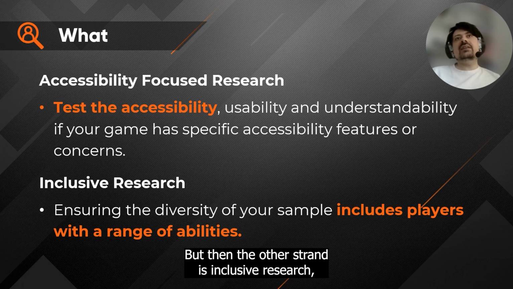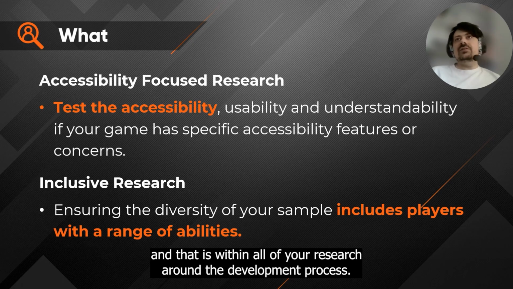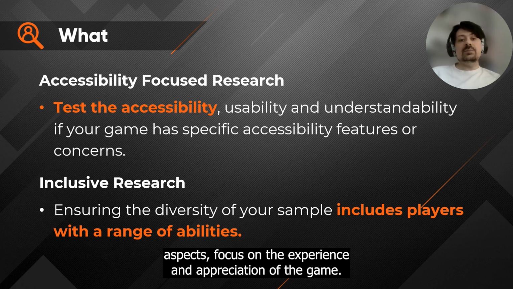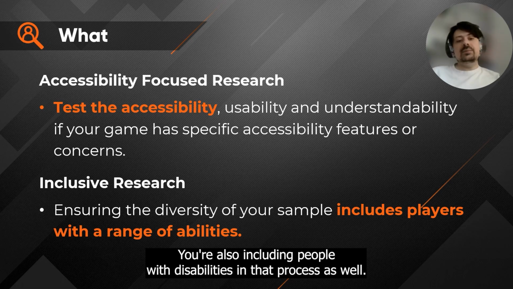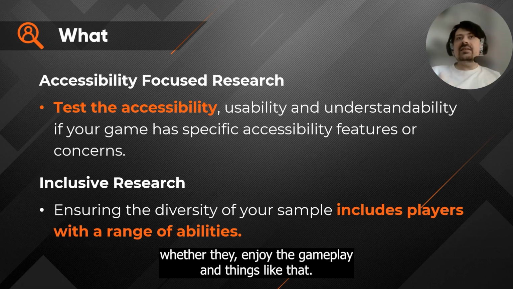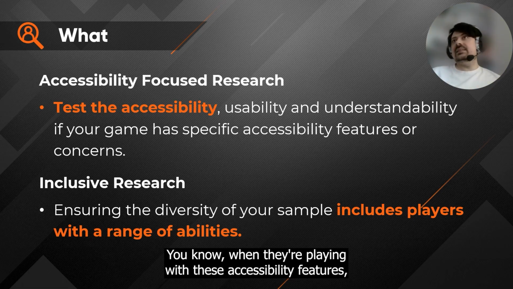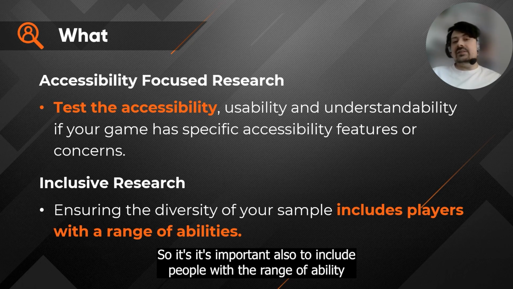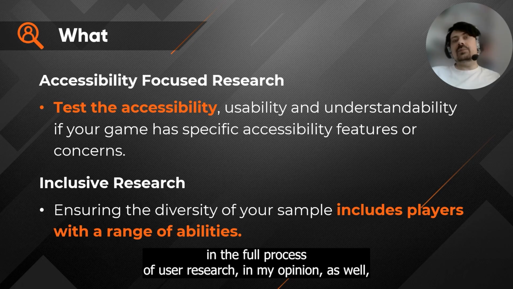But then the other strand is inclusive research, and that is within all of your research around the development process. So you might have larger scale aspects focused on the experience and appreciation of the game. You're also including people with disabilities in that process as well. So you're getting that insight on whether they enjoy the narrative, whether they enjoy the gameplay and things like that. When they're playing with these accessibility features, do they actually enjoy the game? Because it could be the case that they don't. They experience them differently. So it's important also to include people with a range of ability in the full process of user research, in my opinion, as well.